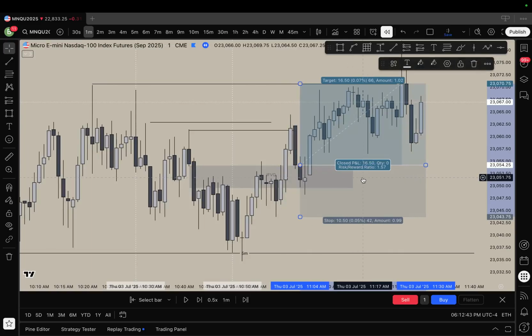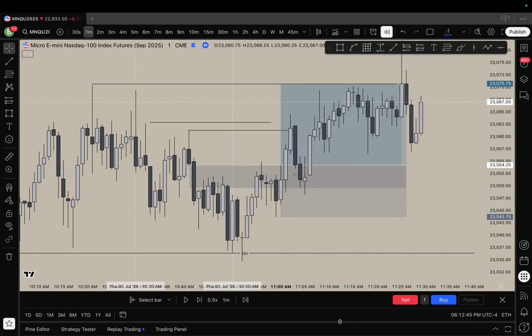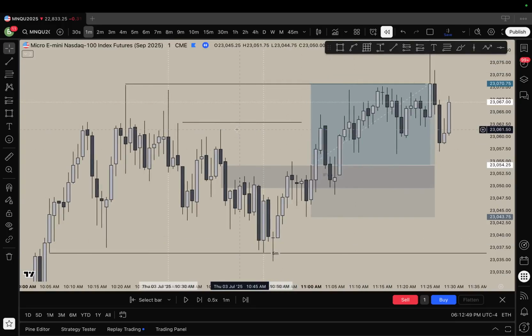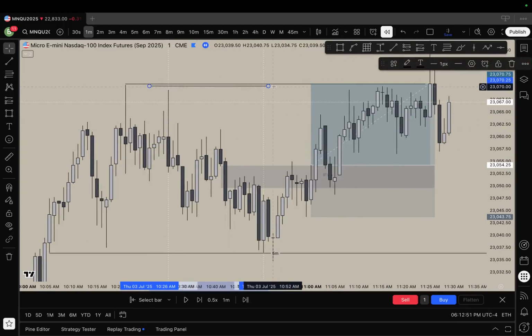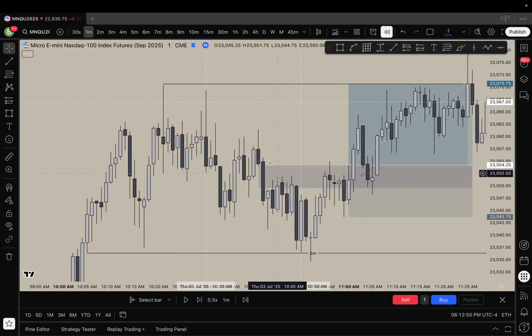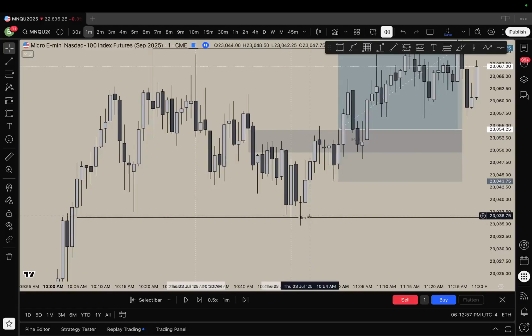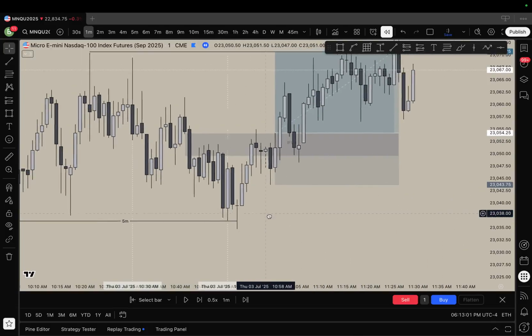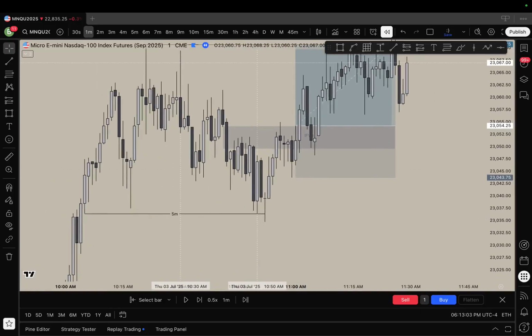So that was a valid example, and I'll show you guys a little bit of a better example, but you can just see how continuation models are very obvious during that 10:30. Whenever I start seeing us chop like this and then start generating liquidity, and then we get this pull, it's a very, very high probability setup, and this is one of my favorite types of trades to take. So I'm going to find a couple more examples for you guys.